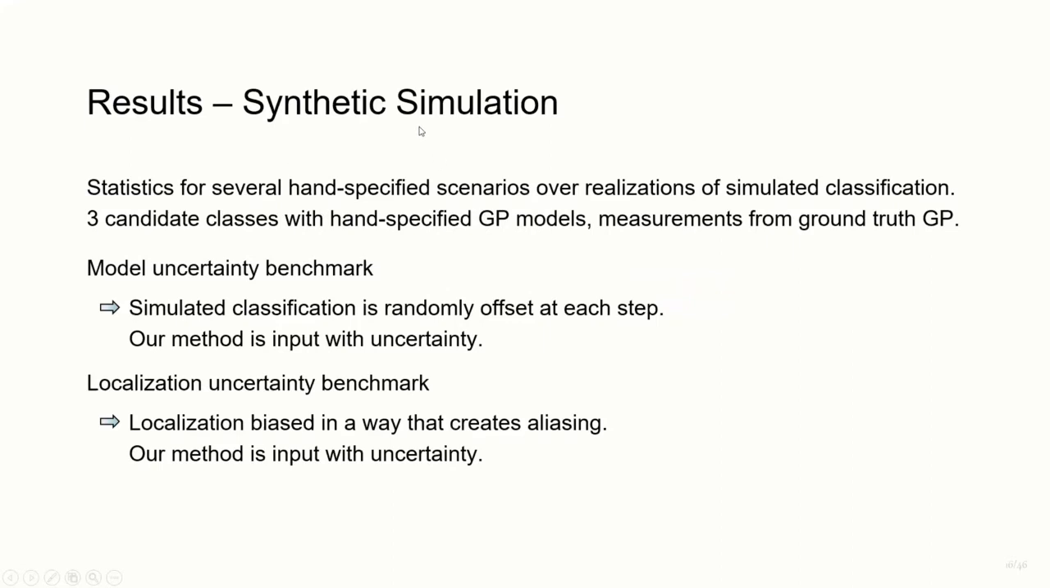For the synthetic simulation, the presented plots will show statistics for several hand-specified scenarios, where statistics are collected over realizations of simulated classifier outputs. Classifier output measurements come from a ground truth Gaussian process, and the Gaussian processes for candidate classes are just hand specified. So there are three candidate classes, and for each there is a hand-specified process modeling the output.